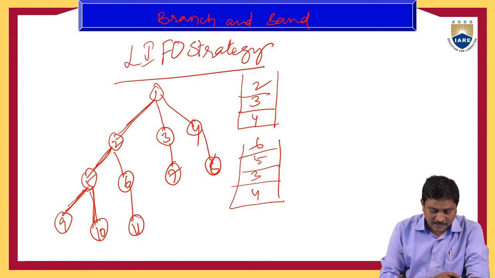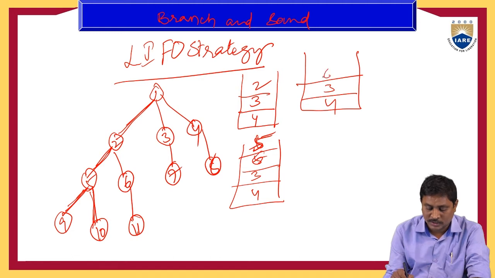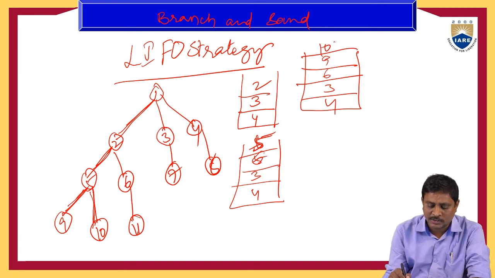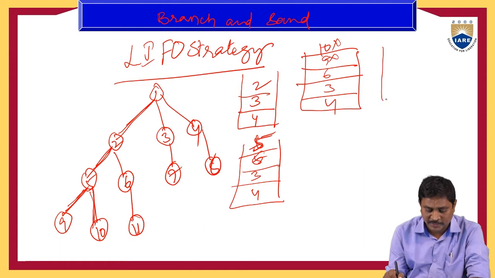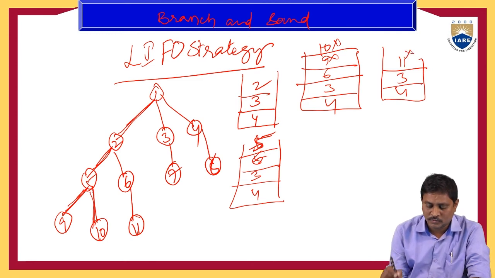Now we expand 6, or 5. So we expand 5. Now we write the children 4, 3, 6. The children are 9 and 10. These 9 and 10 don't have any children, so there is no chance to expand them. We remove those. Next we expand 6. 6's child is 11. 11 doesn't have any children, so we remove that one.